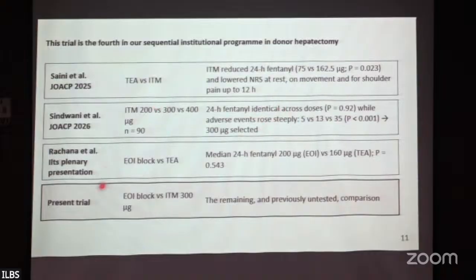Rachna et al. did a plenary presentation in the recent ILTS conference, and they demonstrated EOI block versus thoracic epidural analgesia, and they found that both the techniques are comparable with respect to fentanyl consumption. My present trial is the remaining and previously untested comparison, comparing EOI block versus intrathecal morphine, which is the current neuraxial gold standard, at a dose of 300 microgram.